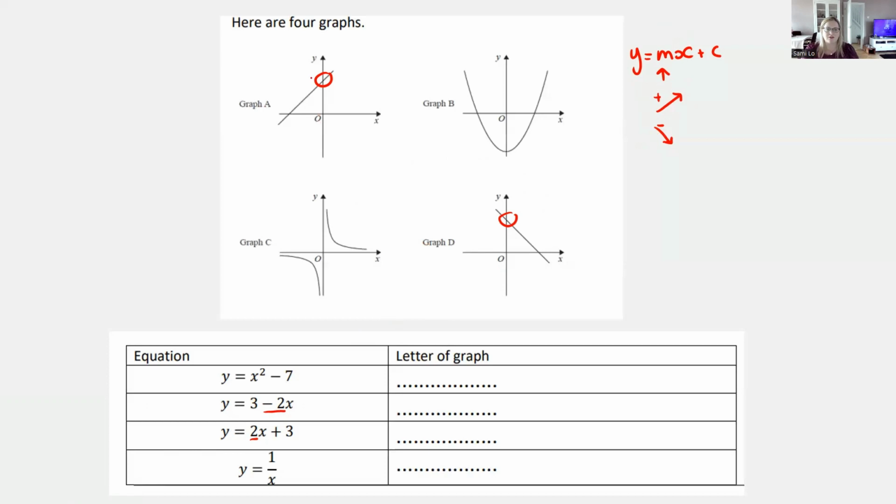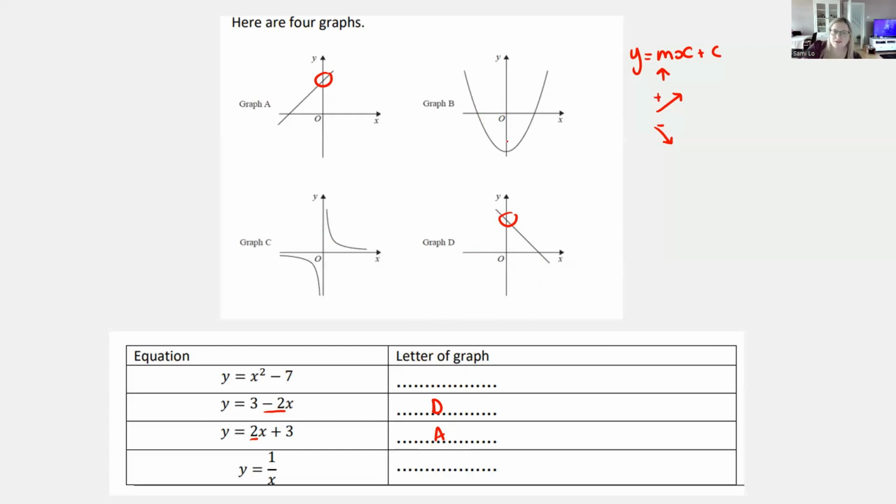So if we look at the graph A, that's going up, okay? So we can tell you that's going to be a positive gradient. So straight away, I can say that graph A is going to be this one by here. The next one, we've got graph D, that's going downwards, so it's giving us a negative gradient, and that goes by there. Now we've got graph B and graph C left.